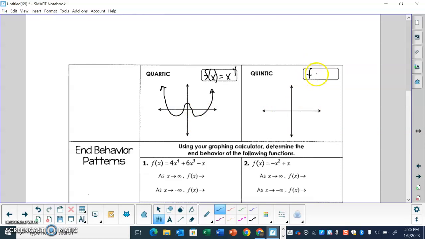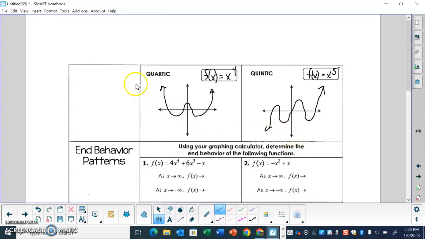Quintic. This is to the 5th power. So if it is to the 5th power, it's going to go something like this, and off this way. Okay, so that is to the 5th power.